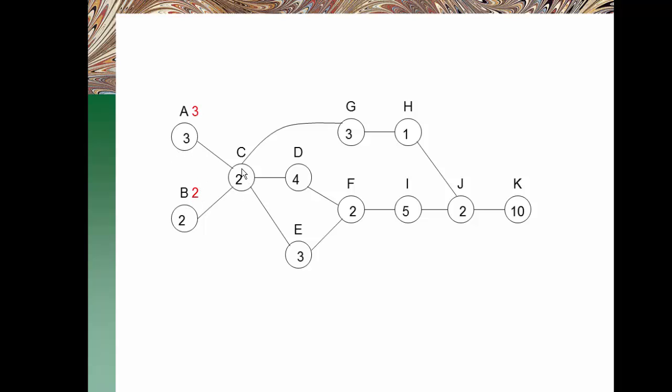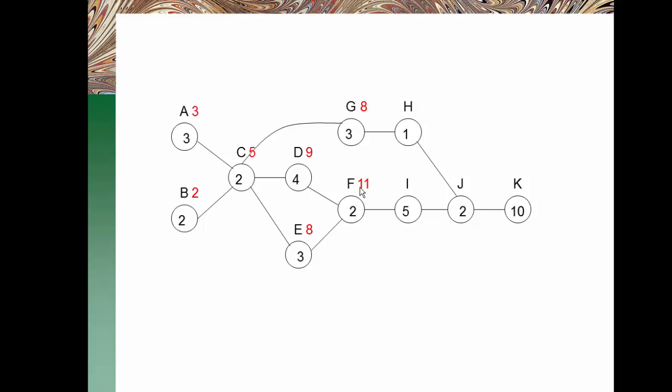Then, however, to begin task C, we'll have to wait at least 3 days. So the total time from the beginning of the project up to the completion of task C will be 5. And that's because we choose the maximum number between 2 and 3 and add 2, and that gives us 5. And then we'll do that for each label.